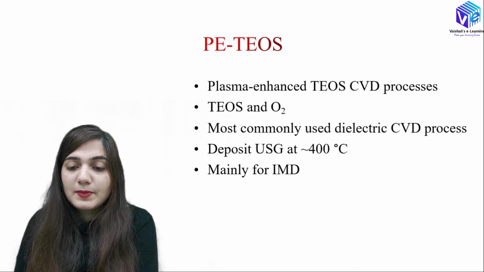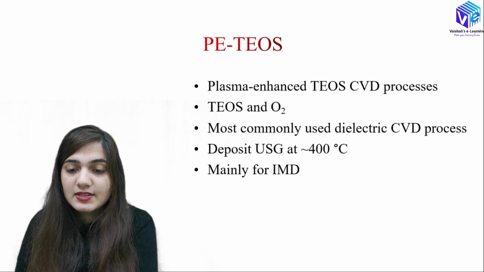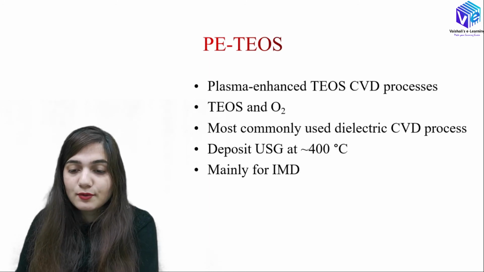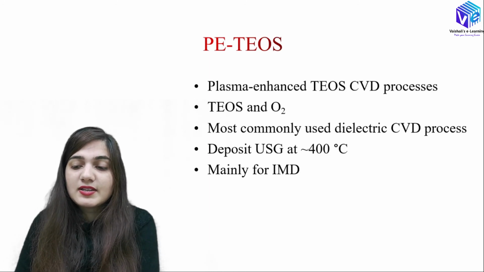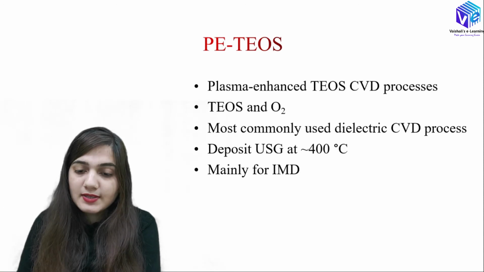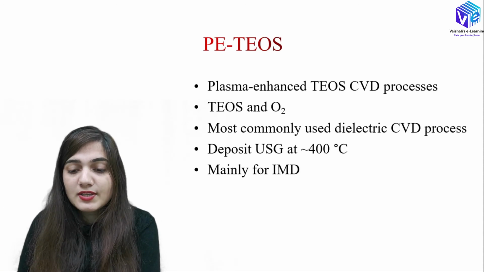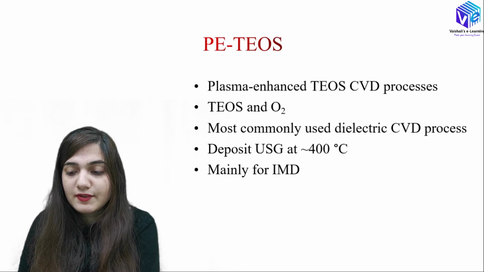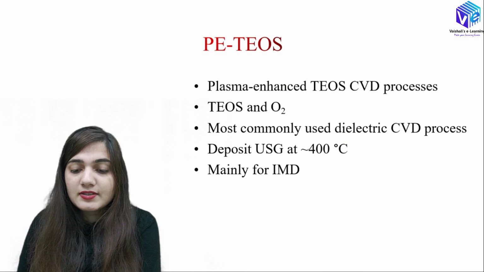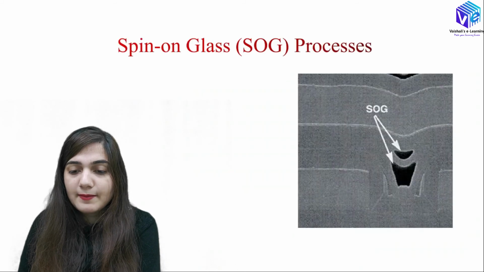So now coming to PETEOS, the plasma enhanced TEOS CVD process. We are using the CVD process with TEOS, and it is plasma enhanced. Here we are using TEOS and O2 as the precursors. It is the most commonly used dielectric CVD process, depositing USG at nearly around 400 degrees Celsius, and it is mainly used for IMD.